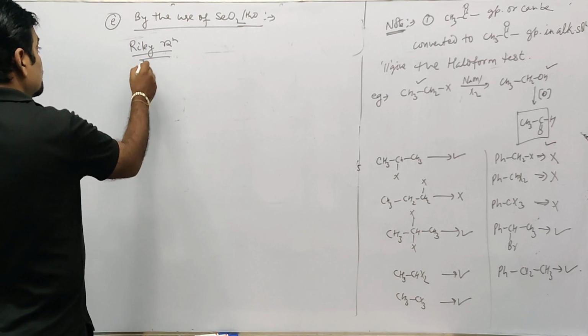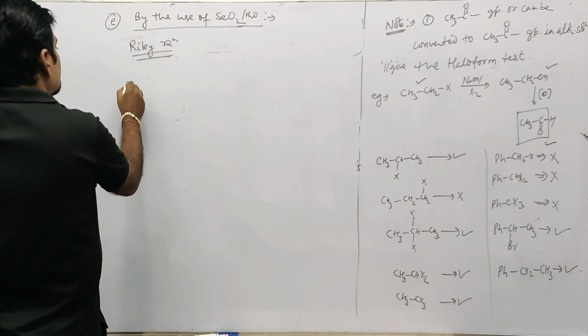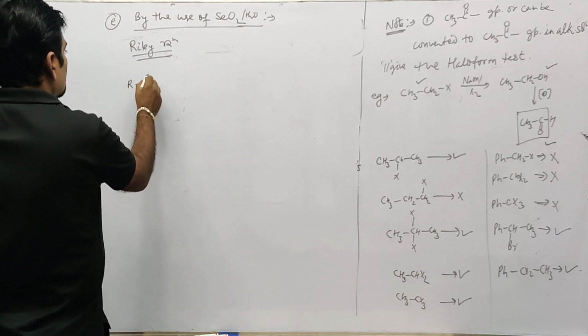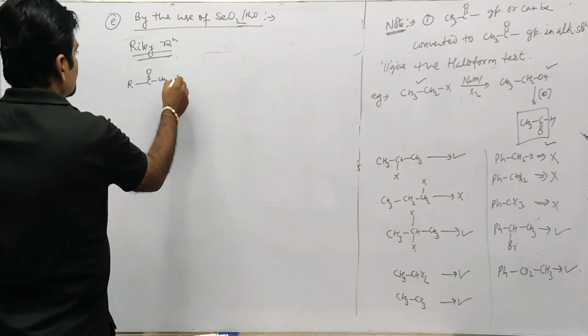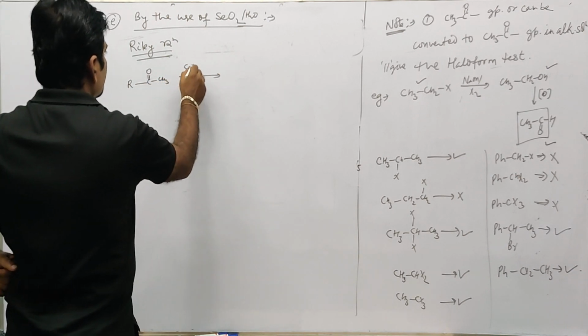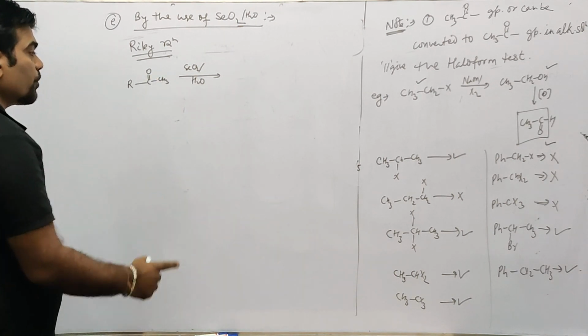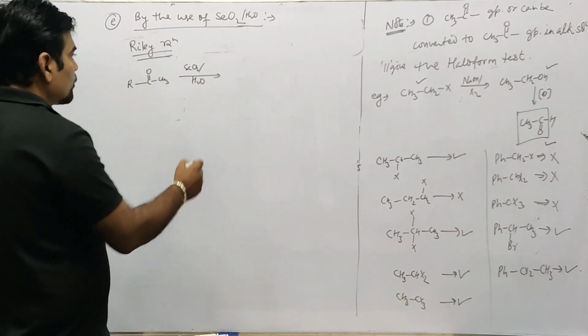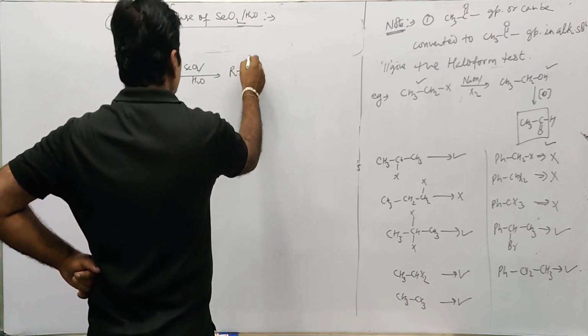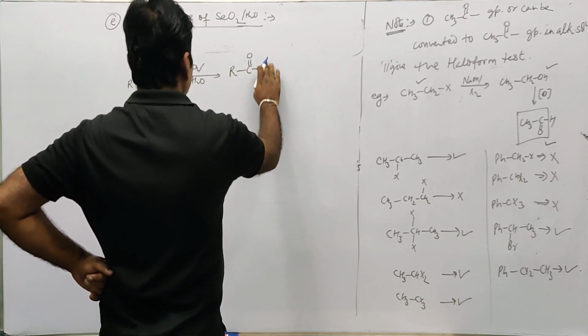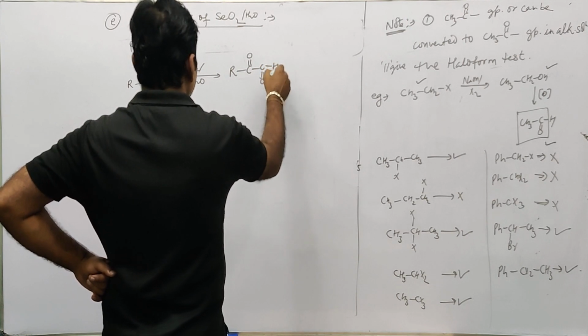What we do, see, suppose there is CH3, we do selenium dioxide water. So active methyl or methylene group is converted to corresponding C double bond O group. So becoming RC double bond O, C double bond O, H.